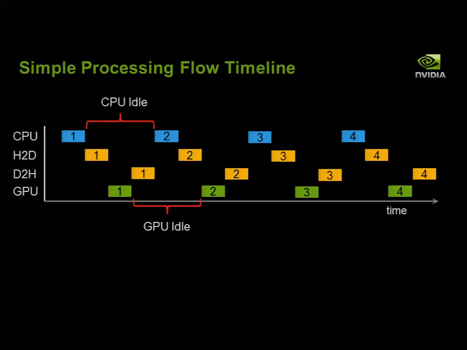Now, MPS is one mechanism that helps you fill those gaps. If you had multiple CPU threads or CPU processes share the GPU, they could be processing something during that time. But maybe your application is just not suitable for this type of overlap with MPS.